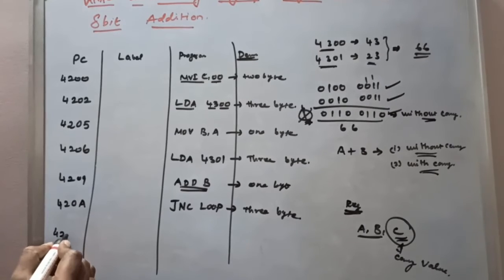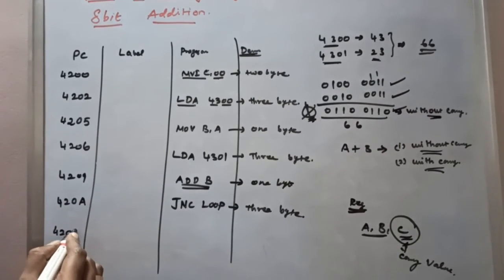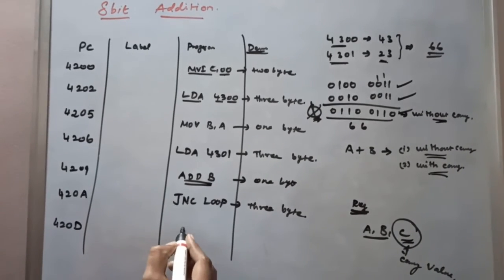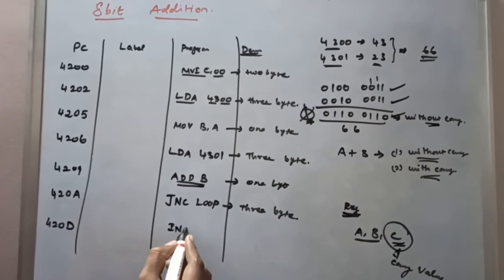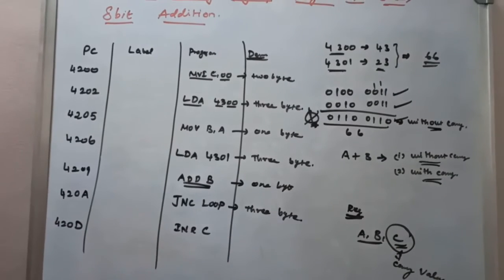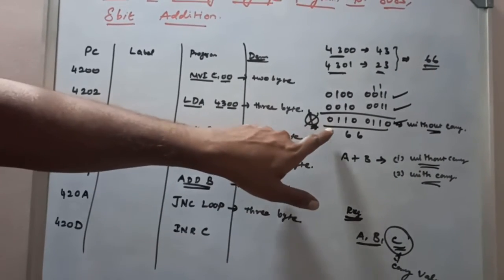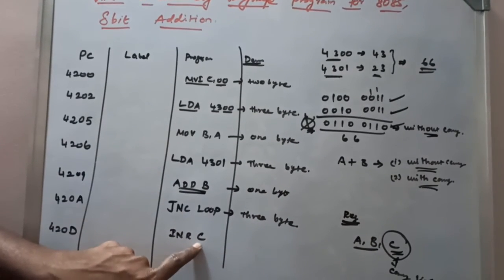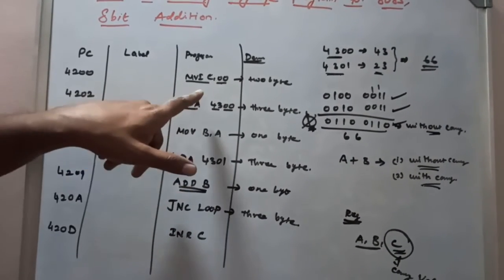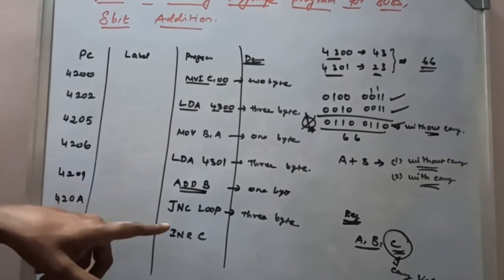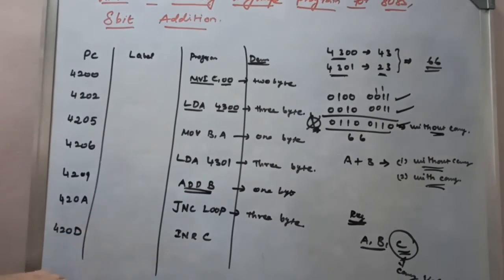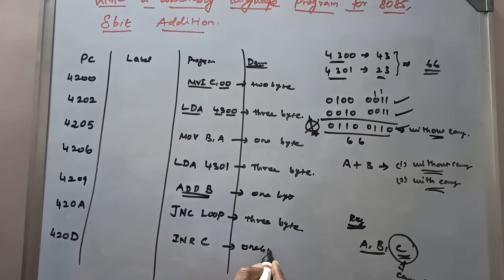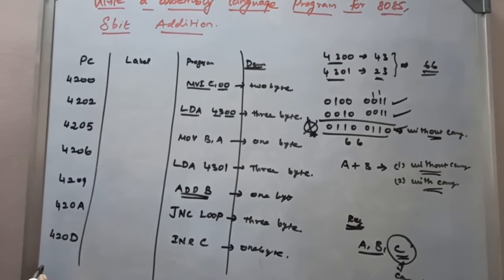So 420D. Here you increment the C register. Suppose this addition function produces any carry. That carry value is stored in the C register. So before execution of this instruction, the C value is 0. So after finding the carry value, increment the carry register, the C register. It's also 1 byte.